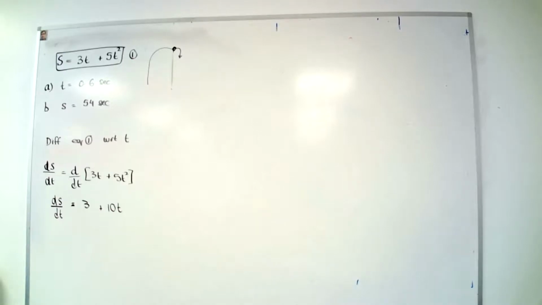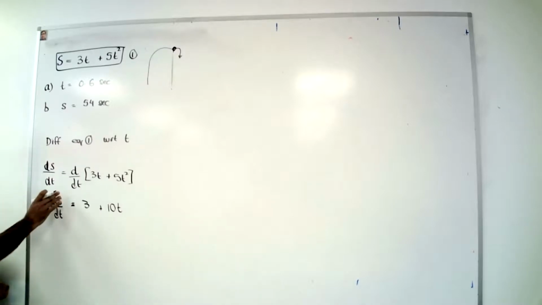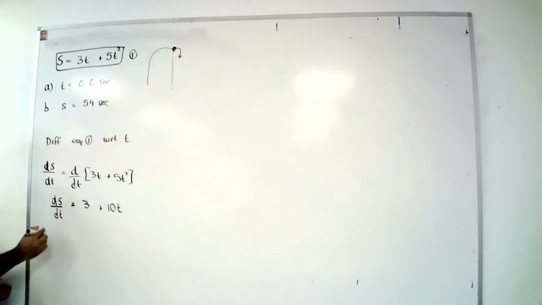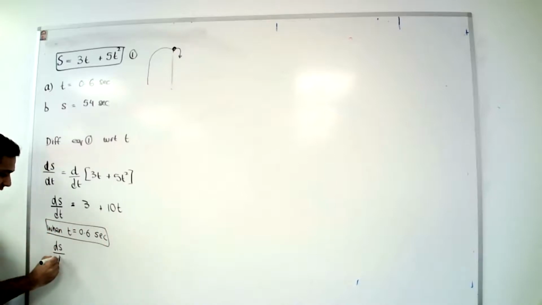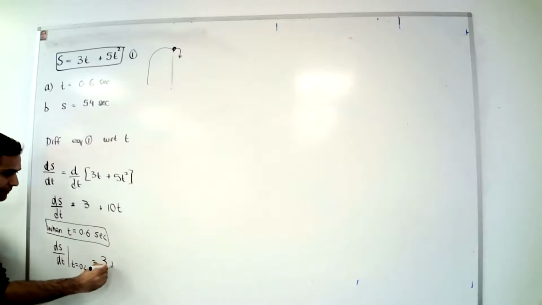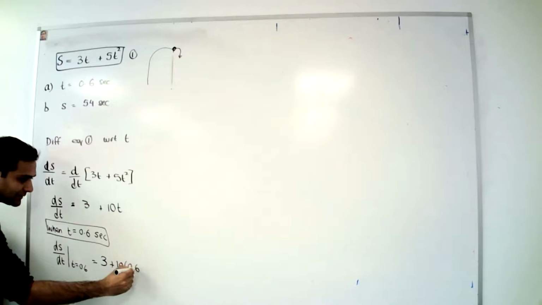Now, we need to find out the rate the ball is covering the distance when t is 0.6. You want to find that value when t is 0.6 seconds, so you put that in this equation. So you write ds over dt when t is 0.6. Just put that one: 3 plus 10 times 0.6.